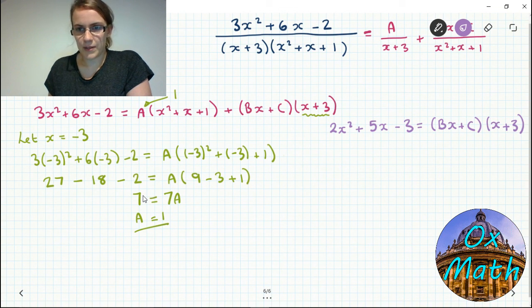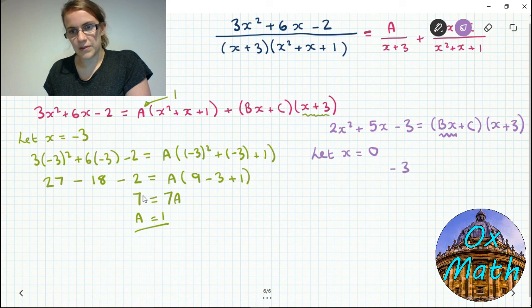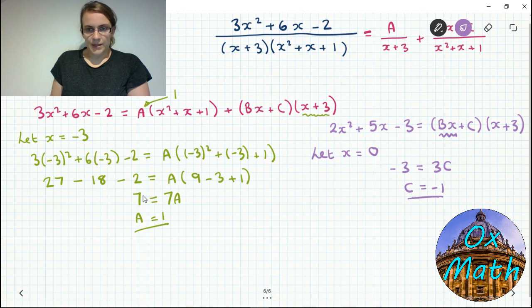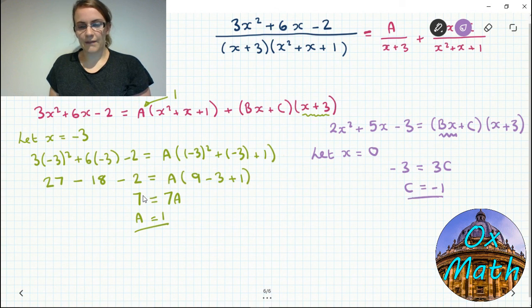Now I'm going to eliminate the Bx, so I'm going to choose x equal to 0. So if x equals 0, that just leaves my minus 3 on the left hand side, and that leaves me with 3C, so C is equal to minus 1. So the only term left to find now is B. I can't pick a value of x to eliminate C, so I'm just going to pick a value of x that I haven't used yet.